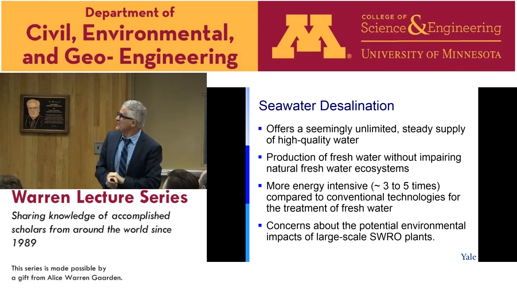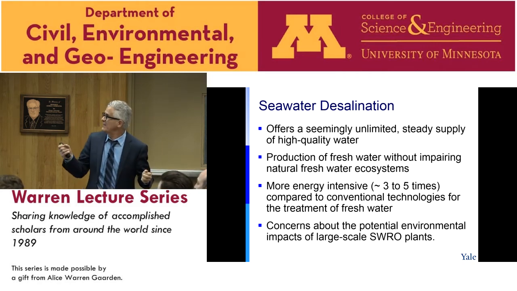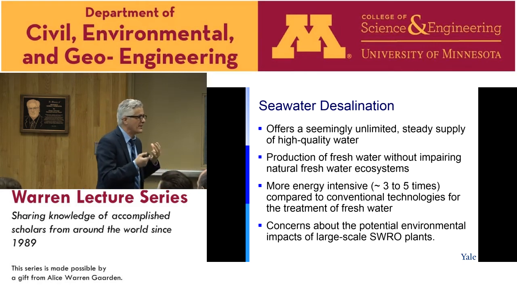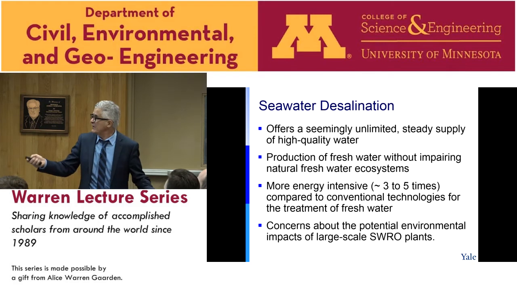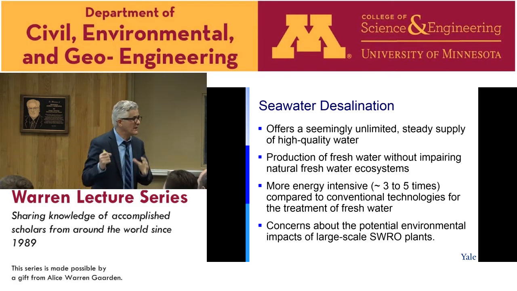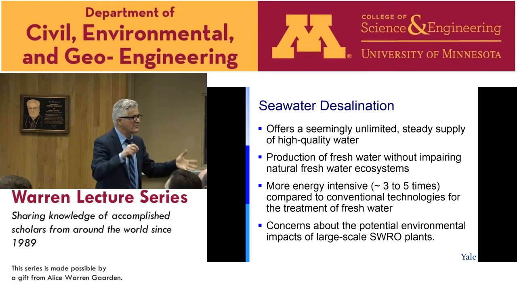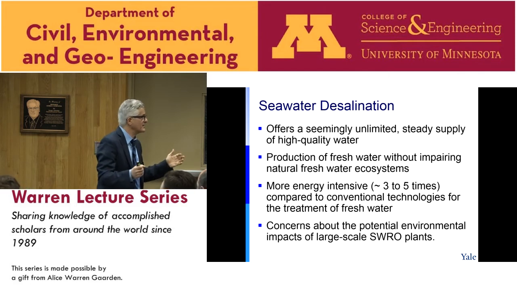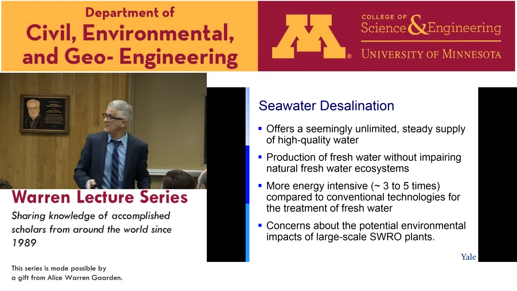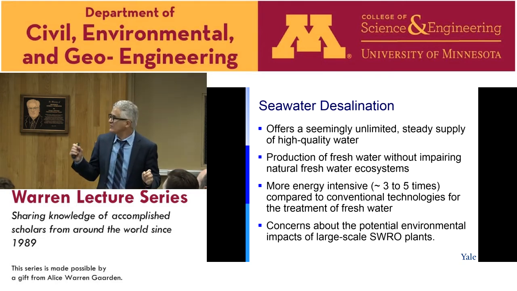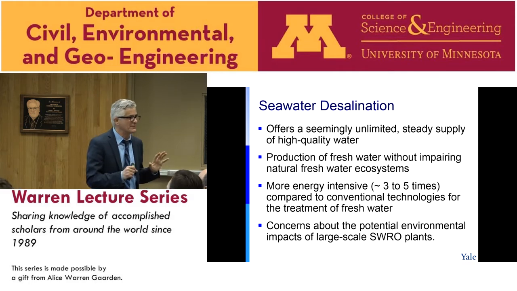So, production of fresh water without impairing the natural ecosystem. We need a lot of water for a healthy ecosystem. And when we take water from rivers and lakes, it can affect the ecosystem, but if you take it from the ocean, it will not affect the ecosystem. However, it's more energy intensive. I will spend a lot of time on energy. It's roughly between 3 and 5 times more energy than treating the water from, where do you get the water here? From the river, Mississippi River? So at least 3 to 5 times more. And also there are concerns about the potential environmental impacts of desalination that I'm going to describe.